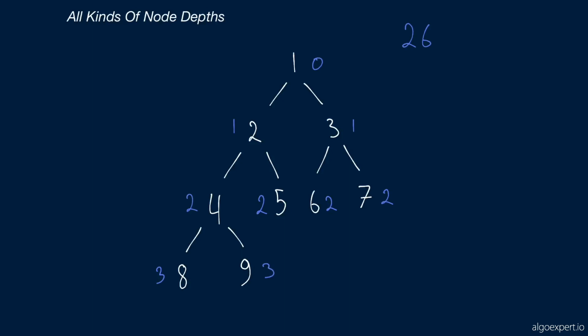And so if you sum up 3 plus 3, 6, plus 2 plus 2 plus 2 plus 2, that's 8. 8 plus 6 is 14. Plus 1 plus 1, 16. Plus 0, 16. And we get that value that we had earlier.